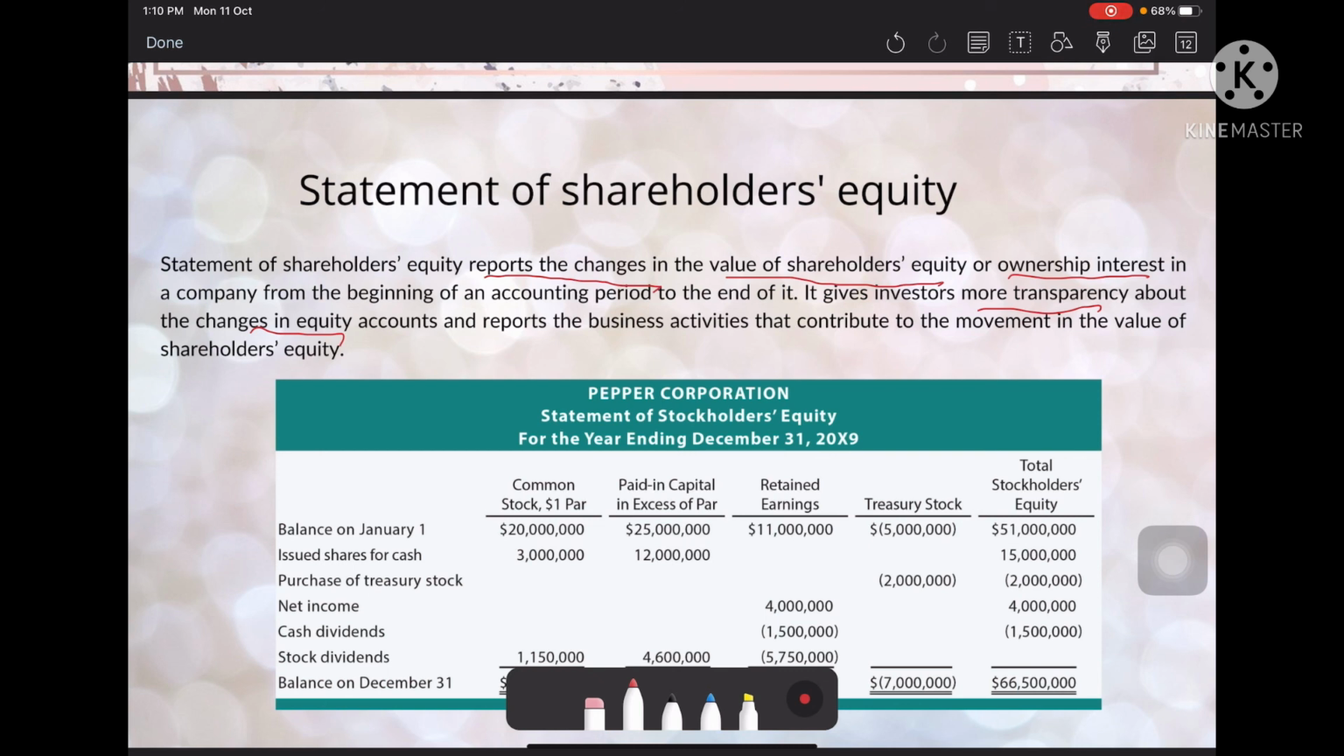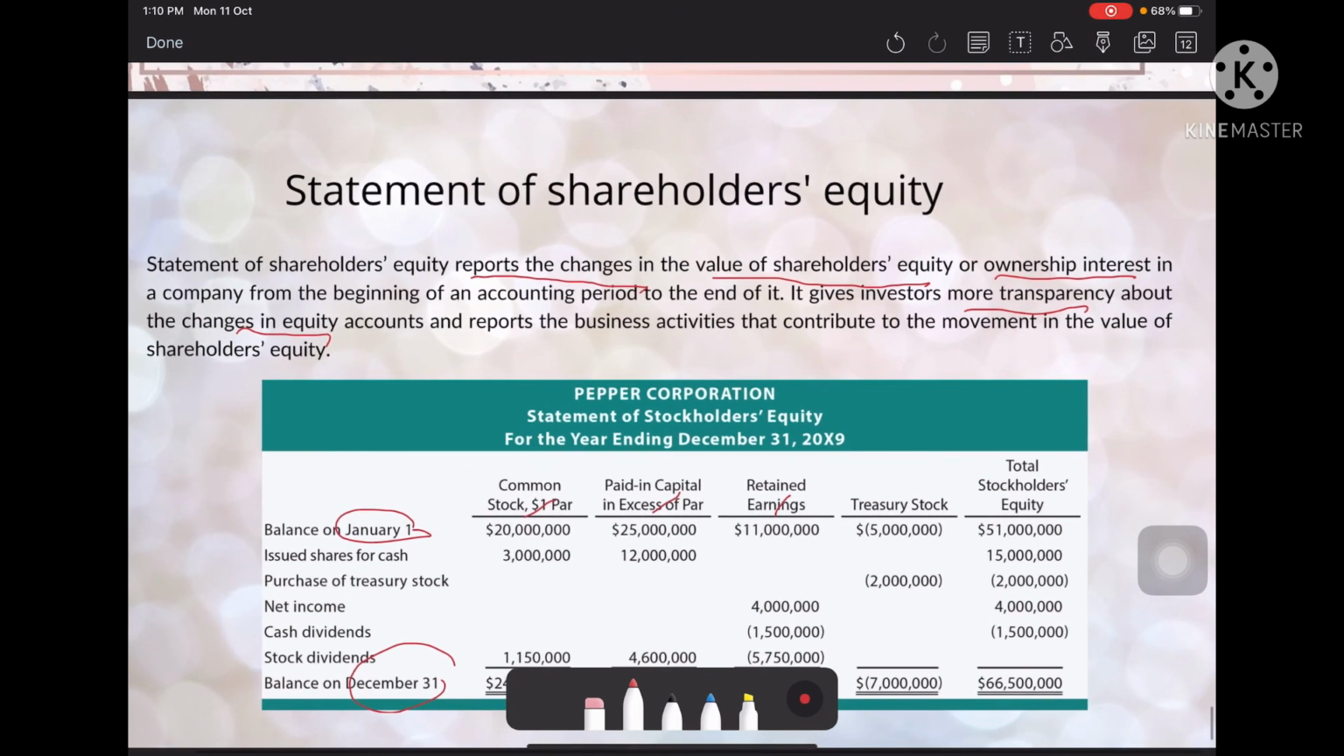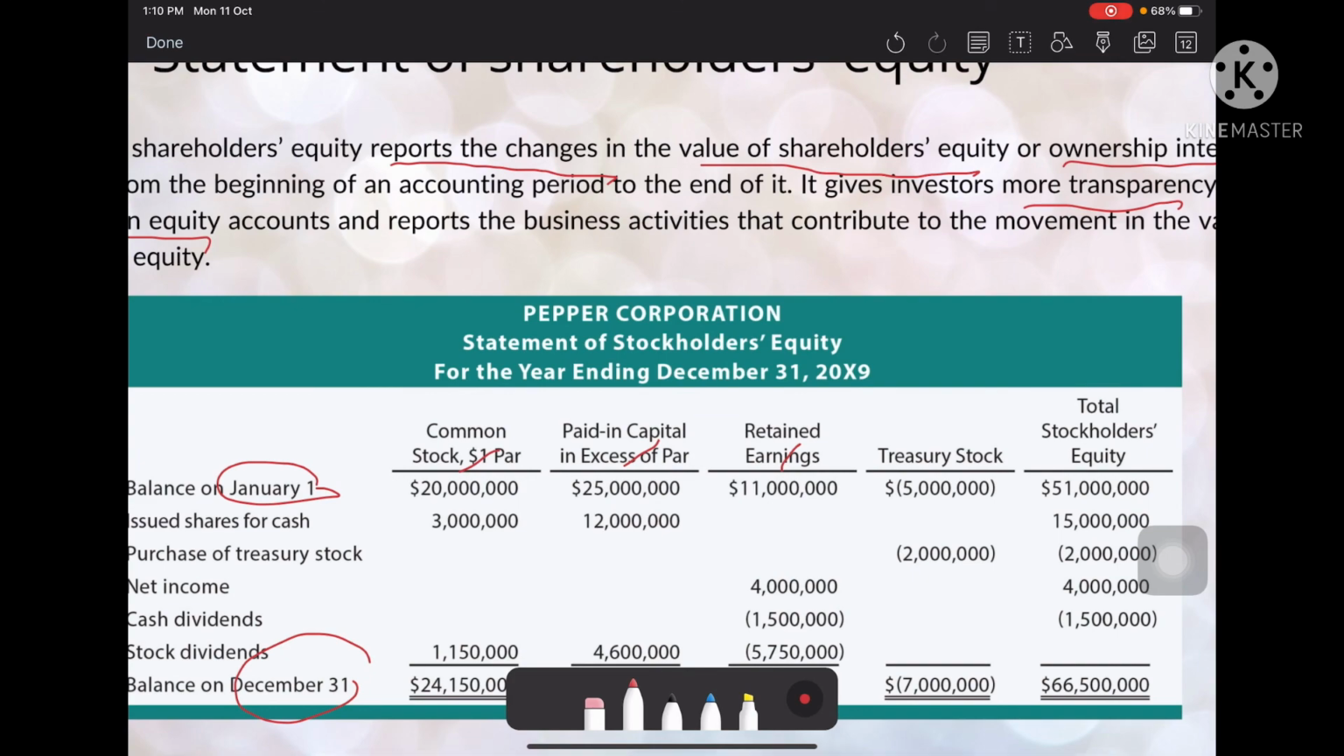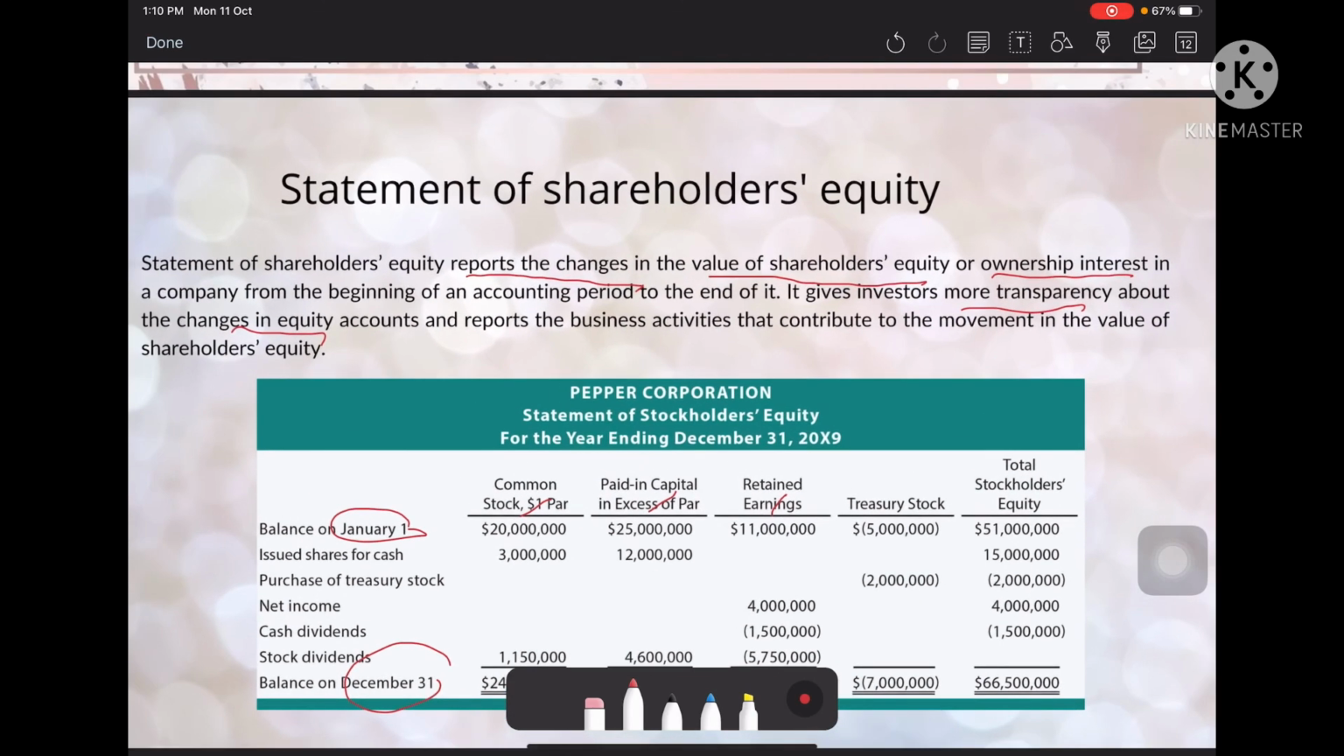So they stated lah the common stock, okay, par value, paid in capital, retained earnings. Alright, so start from January 1st sampailah the balance on the 31st December. So ini contoh je lah.